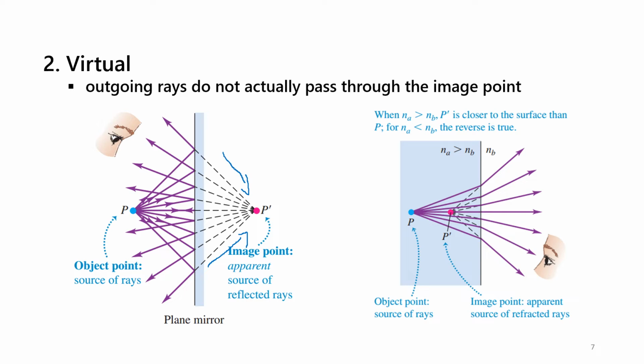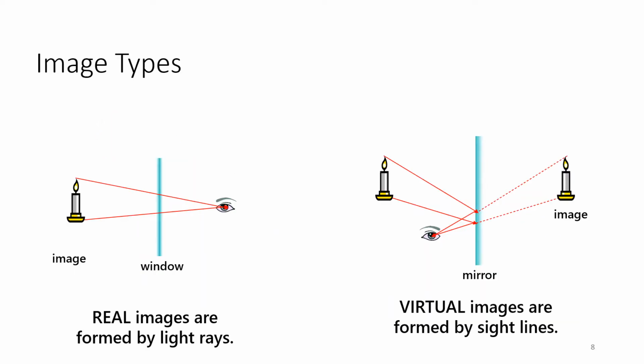The outgoing rays actually refract away, so they won't really converge at some point to the right. But if you draw the sight lines, reversing the direction, as you can see in the dashed lines, they will converge at a point P prime. So you still form an image on the same side as the object, but it's not going to be a real image.